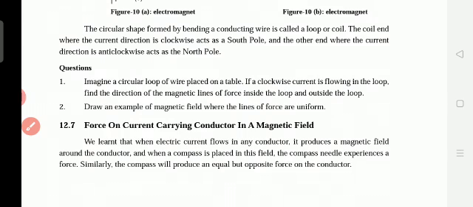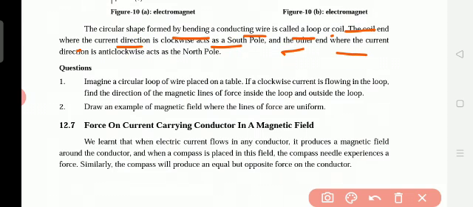A circular shape formed by bending conducting wire is called a loop or coil. Underline this. What is a loop or coil? It is the shape formed when the copper wire is bent in a circular shape. The end of the coil where the current direction is clockwise acts as a south pole, and the other end where the current direction is anti-clockwise acts as a north pole.